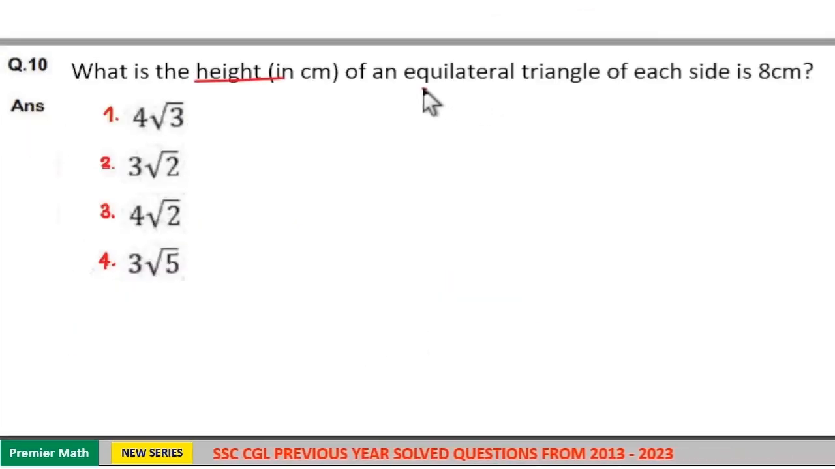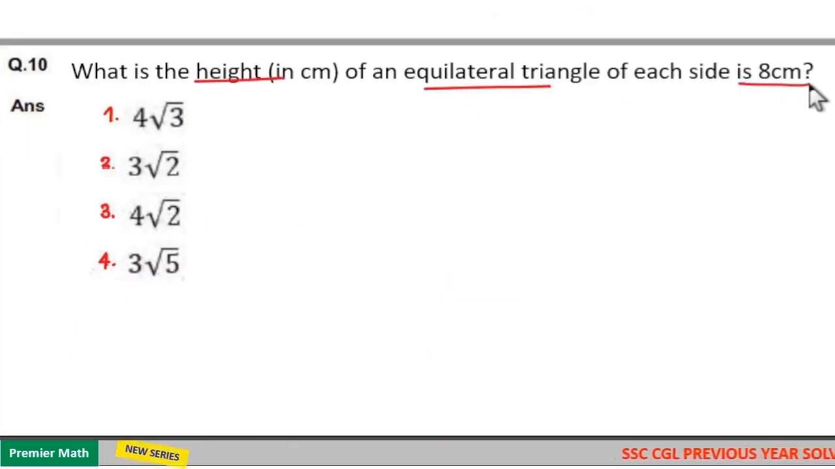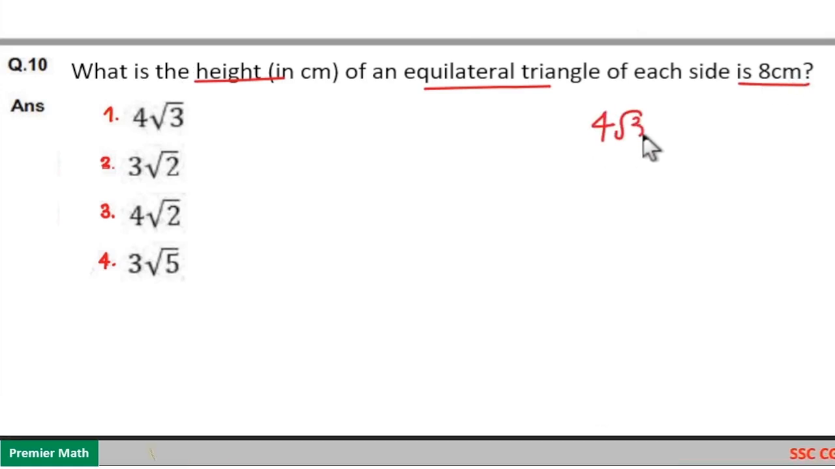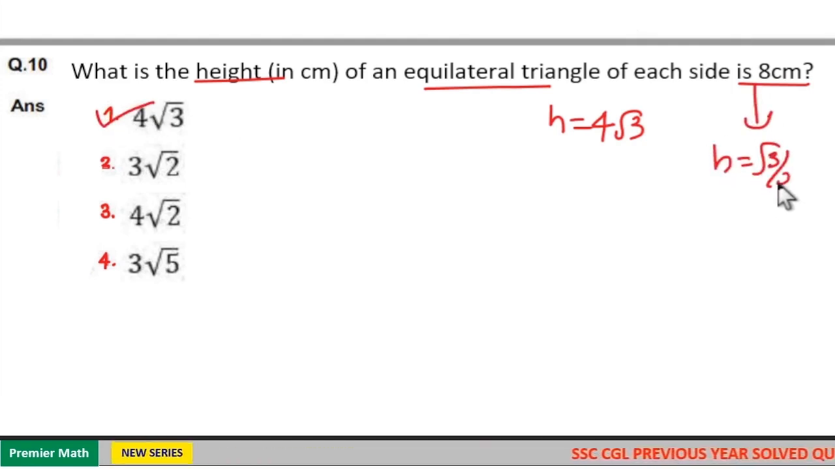What is the height of an equilateral triangle of each side 8 cm? Here take the half of side which is 4. Then multiply it with root 3. So height is equal to 4 root 3. Option 1 is your answer. Here formula is height is root 3 by 2 a.